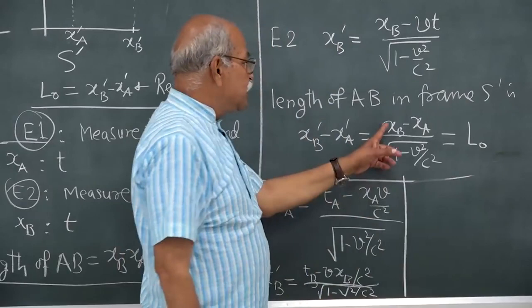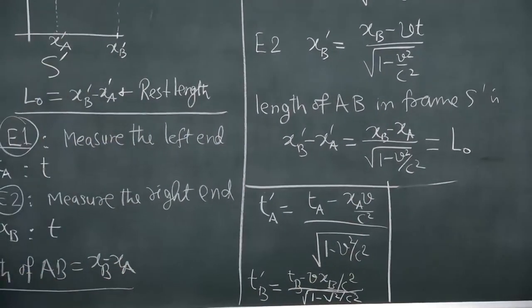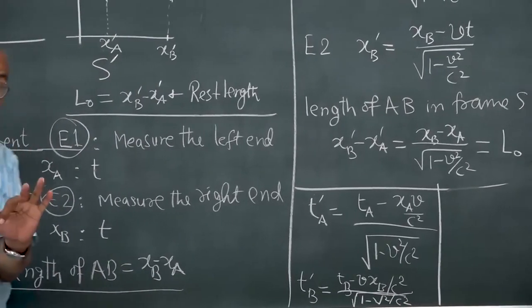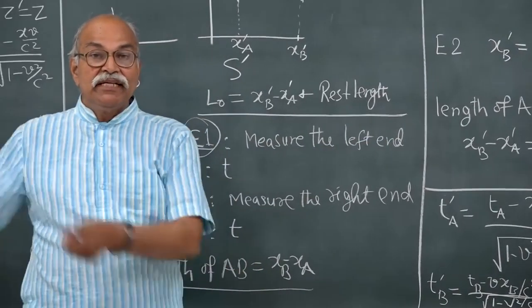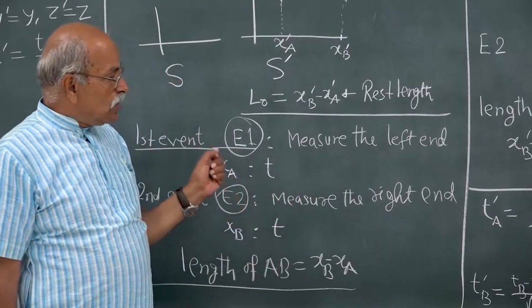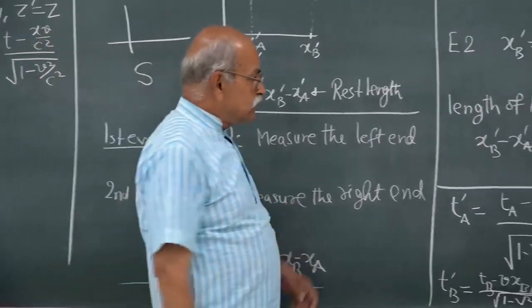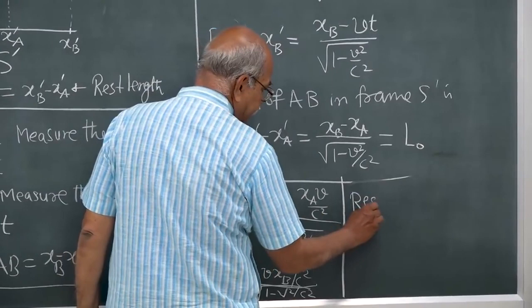And what is xb minus xa? Xb minus xa is the length of this AB in S frame, which is the moving length. I am measuring the length of AB and AB is moving with respect to me. So, now let us write this in words. This is rest length.